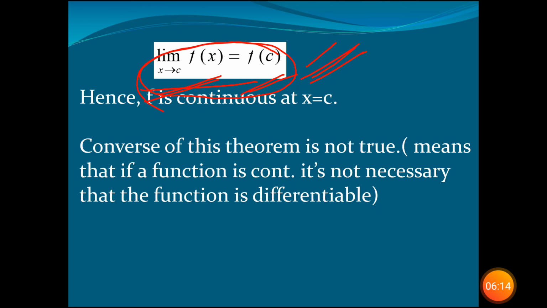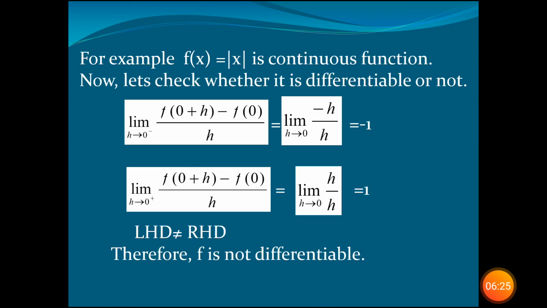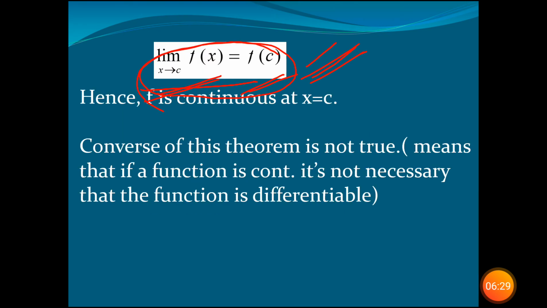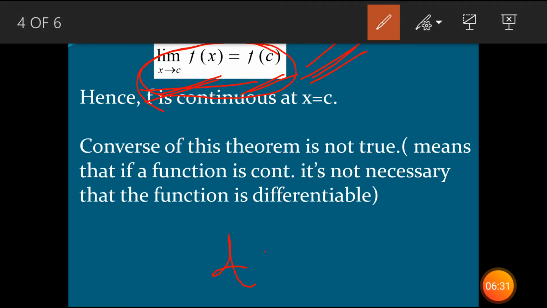So this is our conclusion, and this conclusion means that the function is continuous at c. Now you just see, the converse of this theorem is not true. Just pay attention. We are saying that if a function is differentiable, this implies that the function is continuous. But the converse of this theorem is not true. Converse means that if a function is continuous, you cannot guarantee that the function will be differentiable.